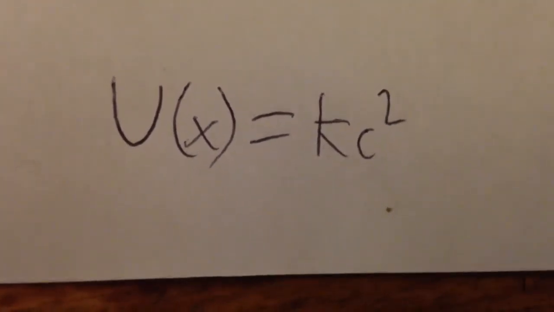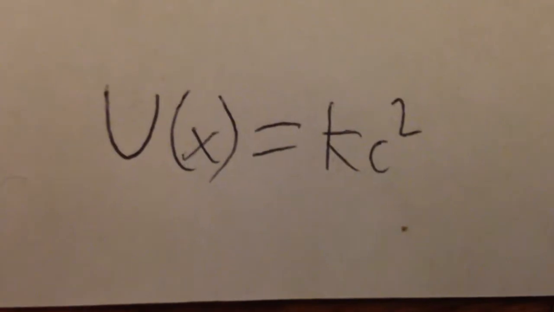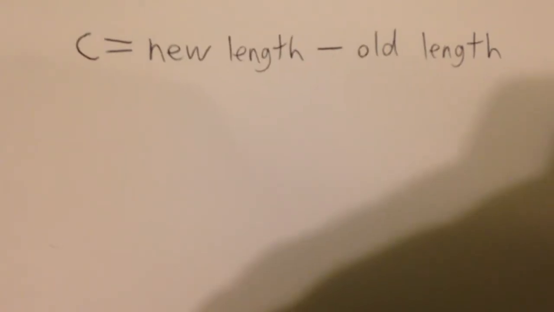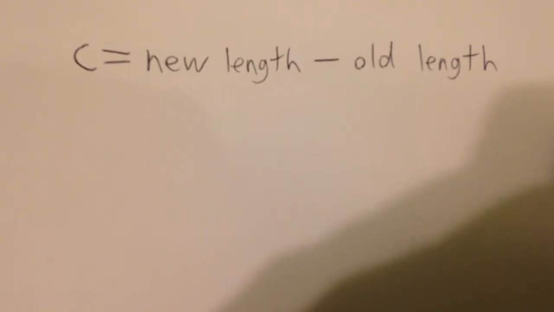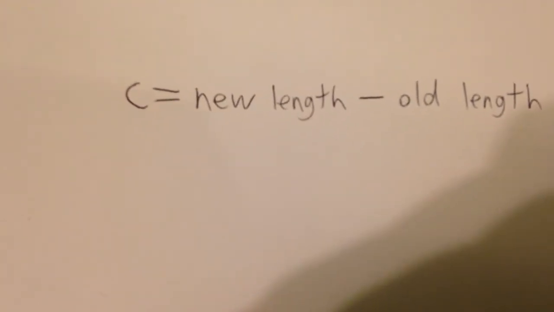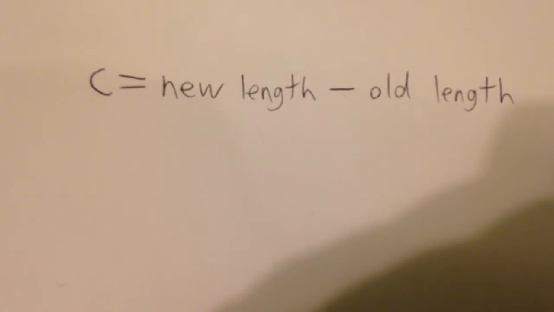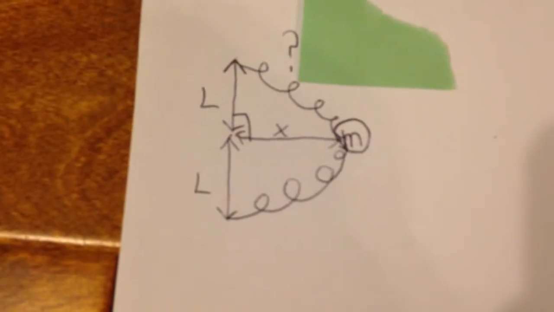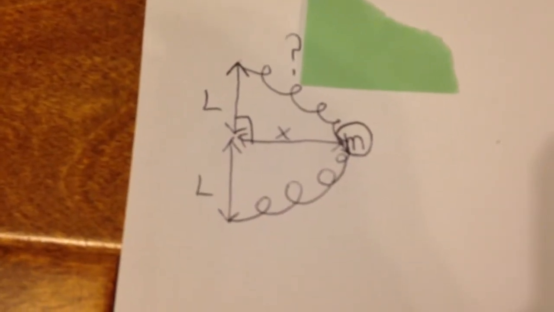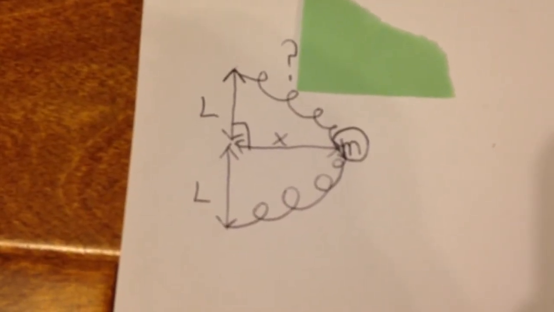Remember that c is a function of x, so now we need to find c in terms of x and plug that into this equation. We know that c is the change in length of the spring, which means it's the new length of the spring minus the old length of the spring. To find the new length of the spring, we know the old length of the spring is L, but we still need to find the new length. So looking at this diagram up here, we can see that there is a mass stretched a distance x perpendicular to the springs, and they were moved from their original position L.